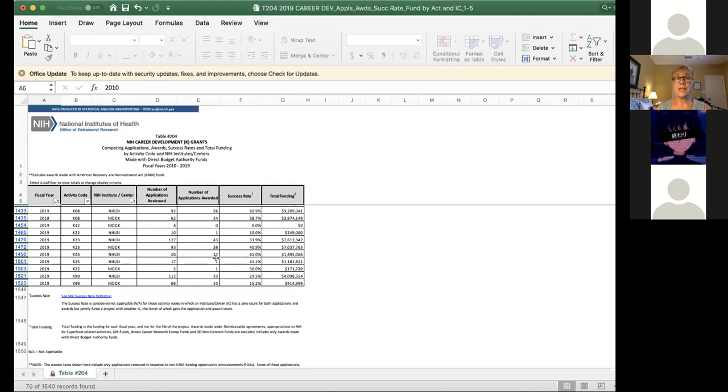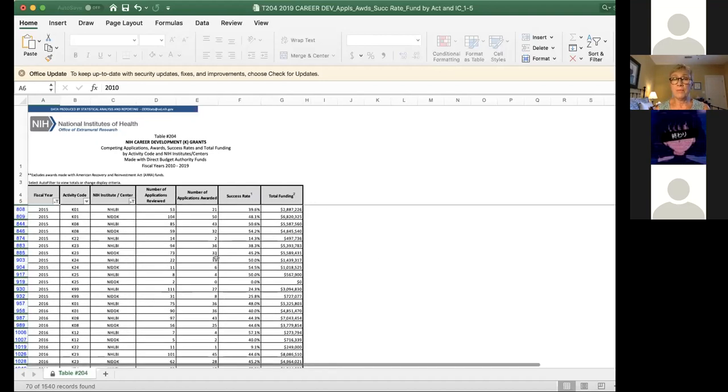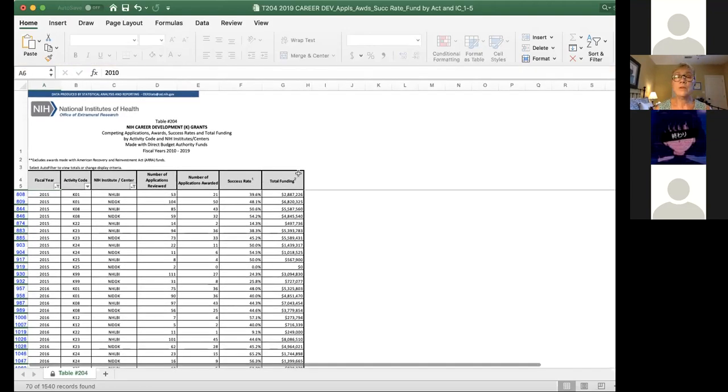So this table, I think, is really helpful. A lot of people don't know it's there, even a lot of big PIs, because all they grew up doing was writing R01s. Any questions about the success rate stuff?